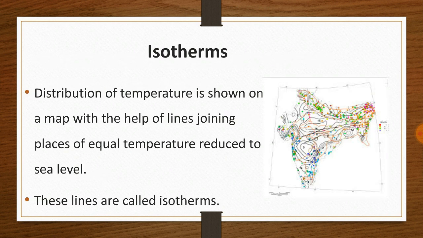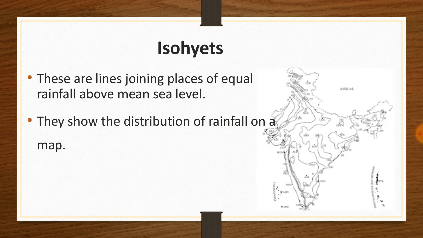Isotherms. Distribution of temperature is shown on a map with lines joining places of equal temperature. There are some regions which have equal temperature at a particular time. Those places are connected by a line. Observe here, this is isotherms. Okay, I hope you understand isotherms.